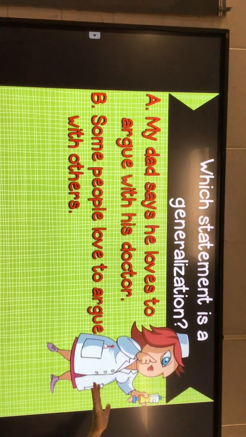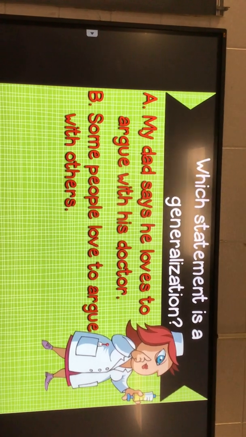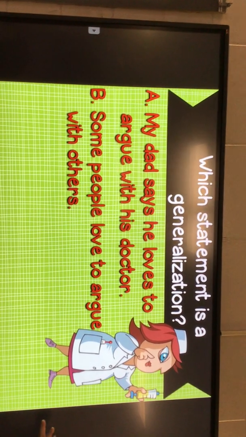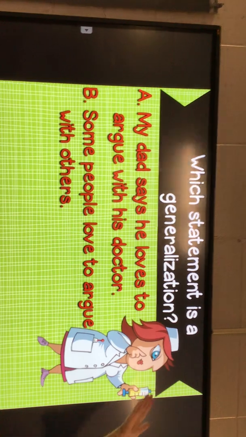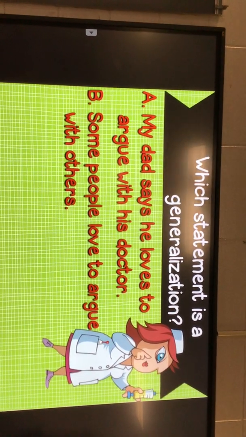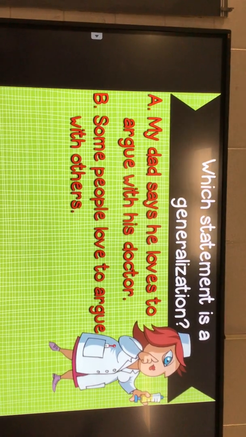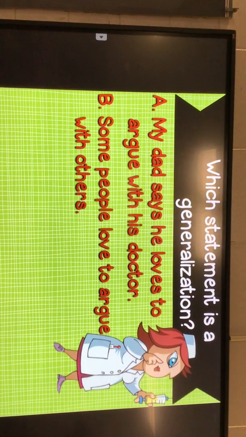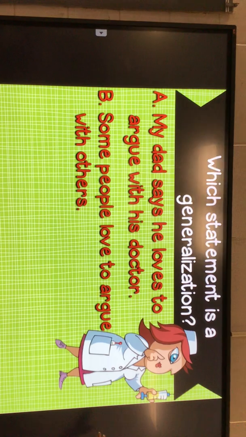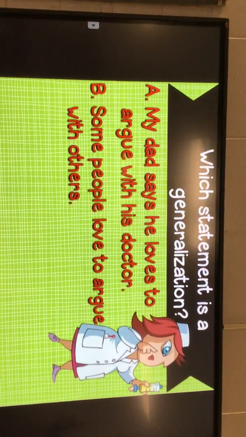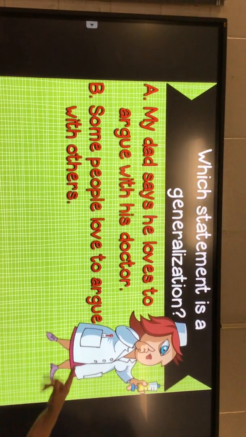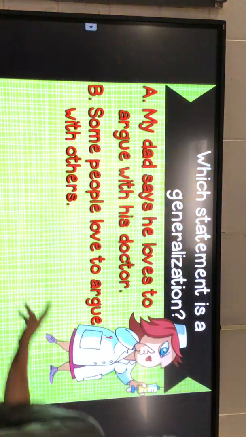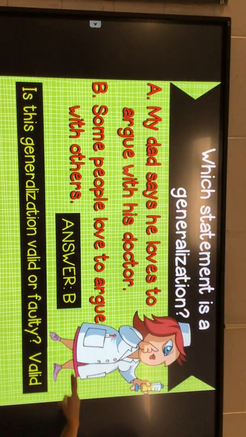Now, B, some people love to argue with others. Is that a generalization? Show me yes or no. Oh, yes, it is, but is it faulty or valid? Valid. This one is valid. What would we need to do to change it and make it faulty? We'd change some to all.